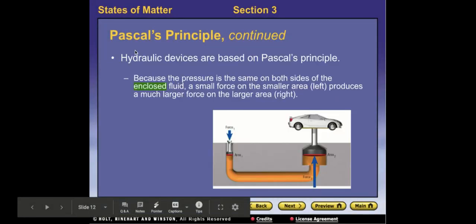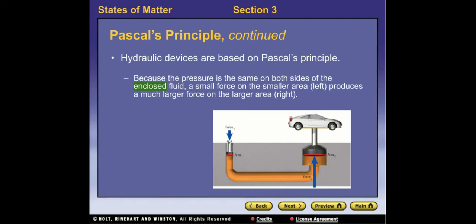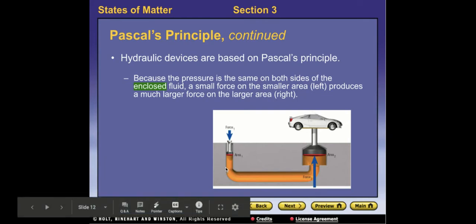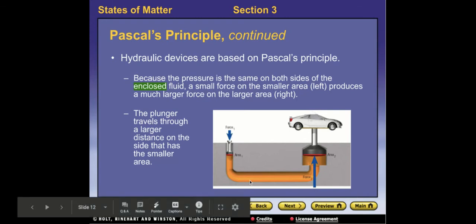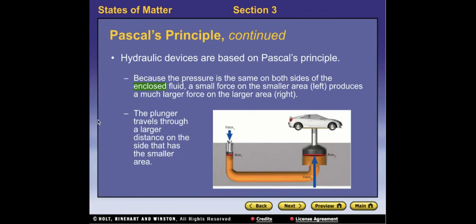And so when we're talking about Pascal's principle, we put this to use with hydraulic devices. Because pressure is the same on both sides of the enclosed fluid, you can use a small force on a small area to produce a large force over a larger area. And there's a video clip that's going to show that in a little bit. And so the plunger would travel through a larger distance on this smaller side, but it will then end up pushing with a much greater force on the side that's lifting the car.